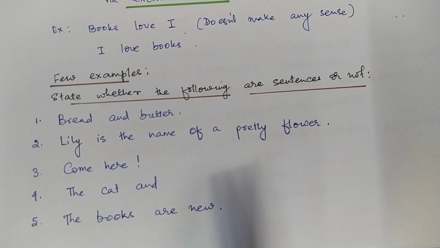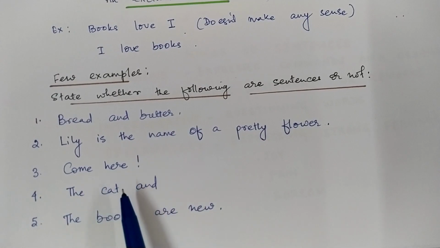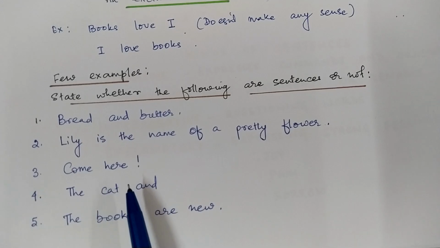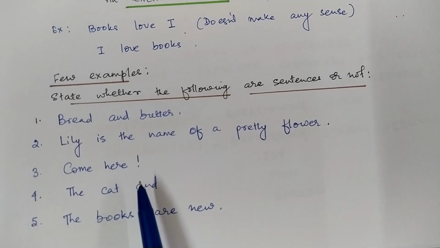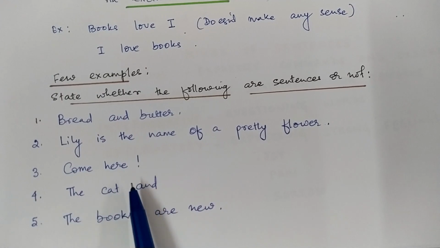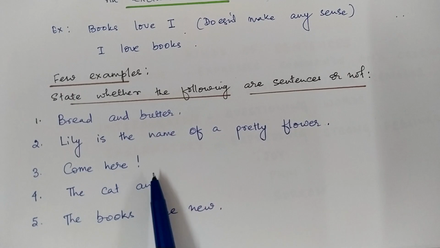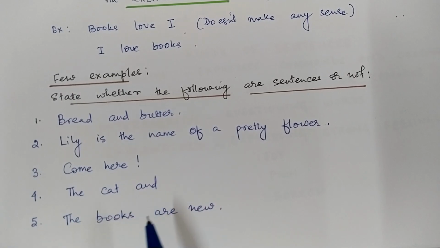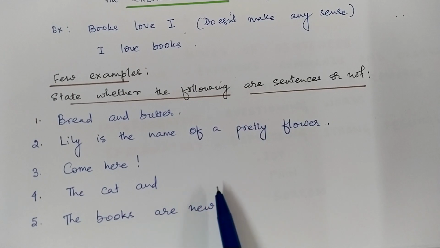Now the third one, come here. Come here is also a meaningful sentence because here the subject is you, which need not be specified when I am talking to you. Come here. So this is a sentence. This is an exclamatory sentence as we will read ahead. Fourth, the cat and. The cat and what? Nothing else is mentioned. So this is not a meaningful sentence.